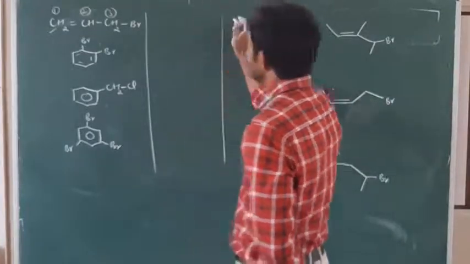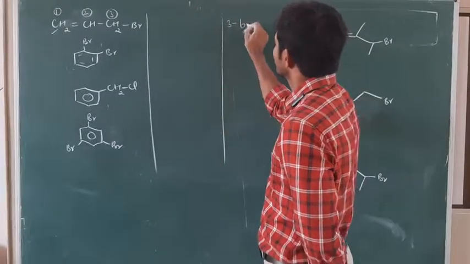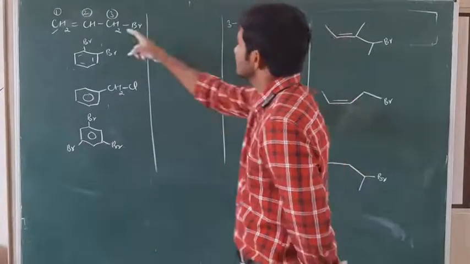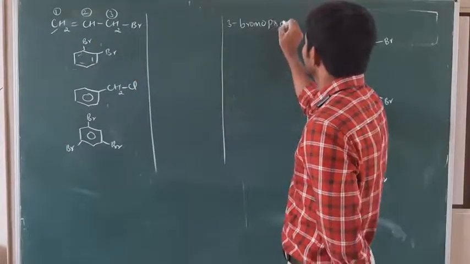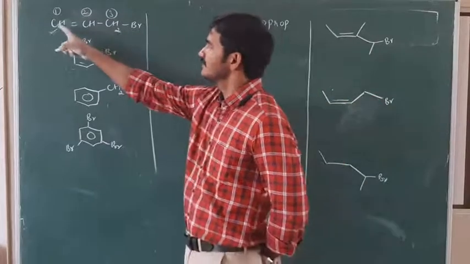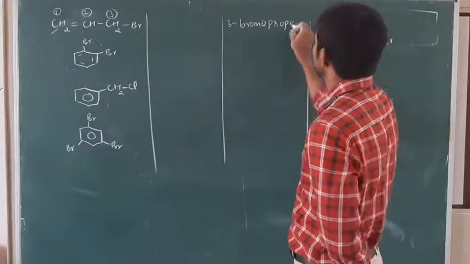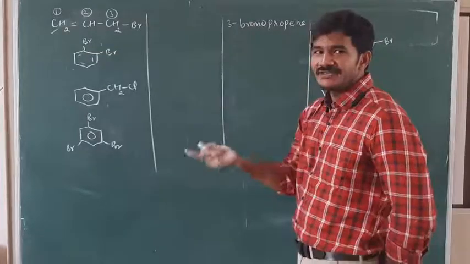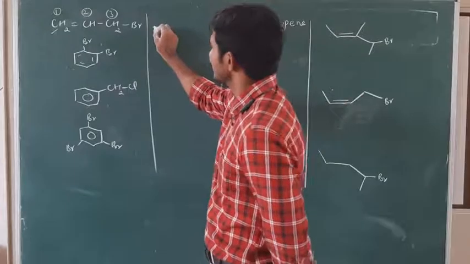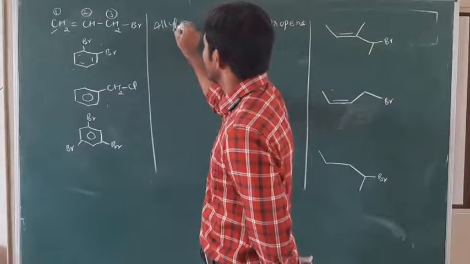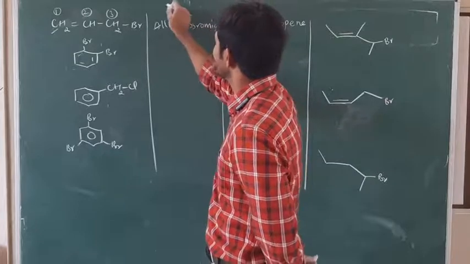So what is the IUPAC name? 3-bromo. Total how many carbons are there? Prop. Where can you see the double bond? First position. So prop-1-ene, or you can write propene. Both are correct. So anyway, I write it here: allylic bromide. It is a common name.